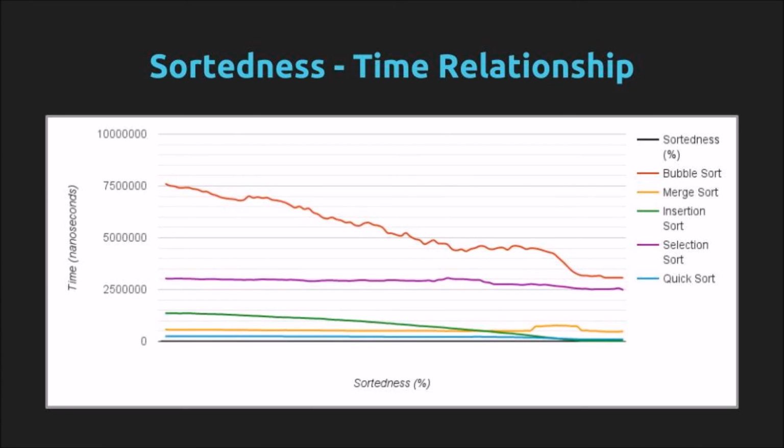As the sortedness of a dataset increases, the time taken to sort the dataset decreases for merge sort, bubble sort, and insertion sort. The sortedness of a dataset does not seem to have an effect on the time taken to sort for selection sort and quick sort. As we saw, for a completely sorted dataset, insertion sort performs the fastest.